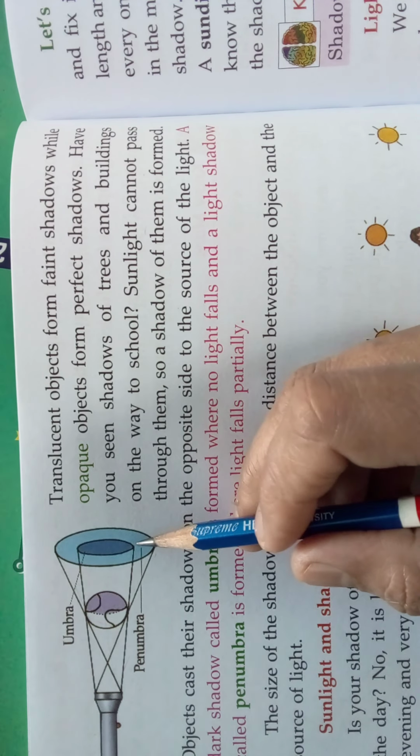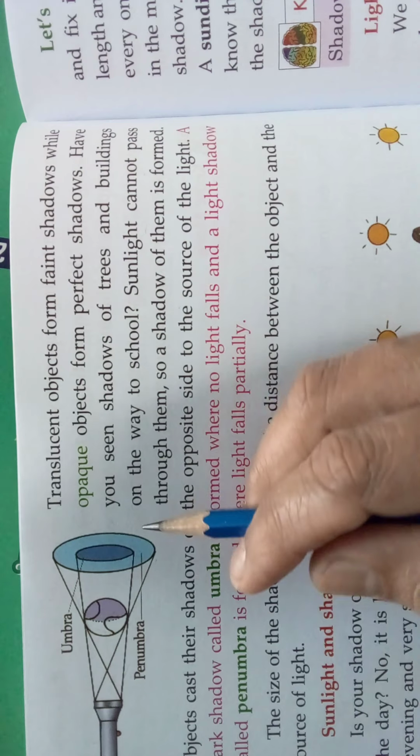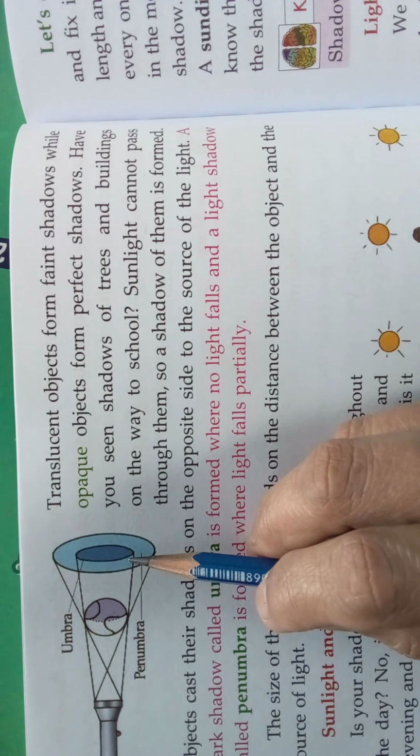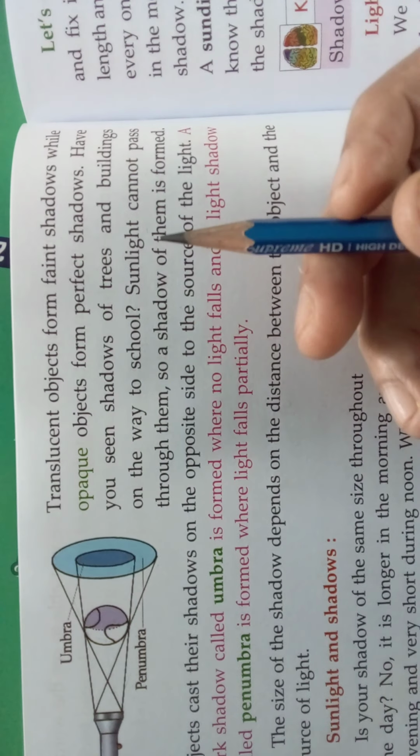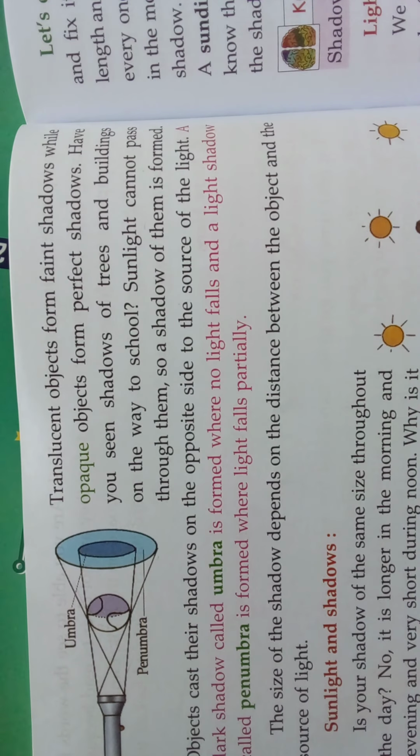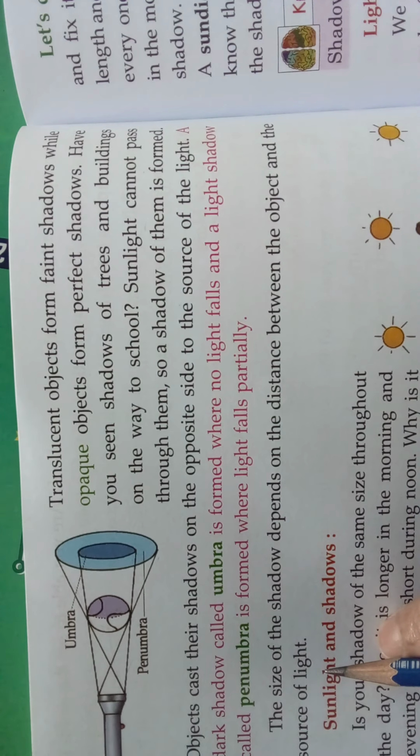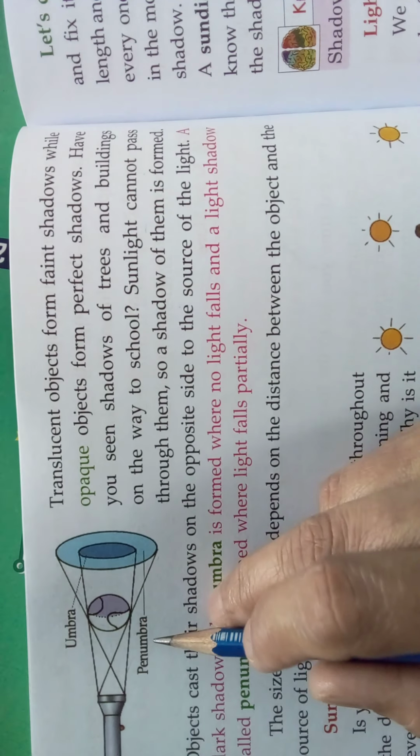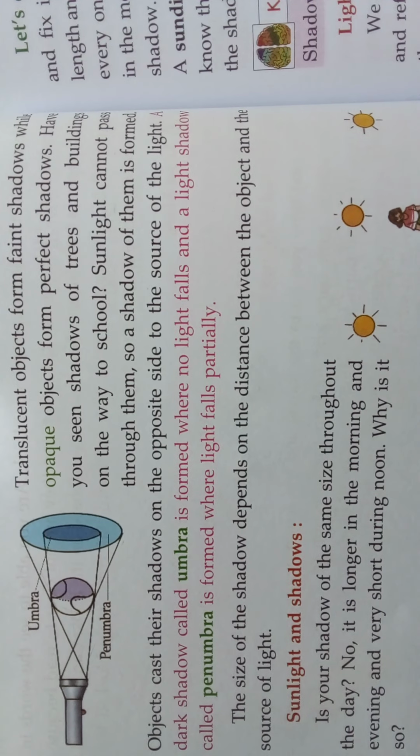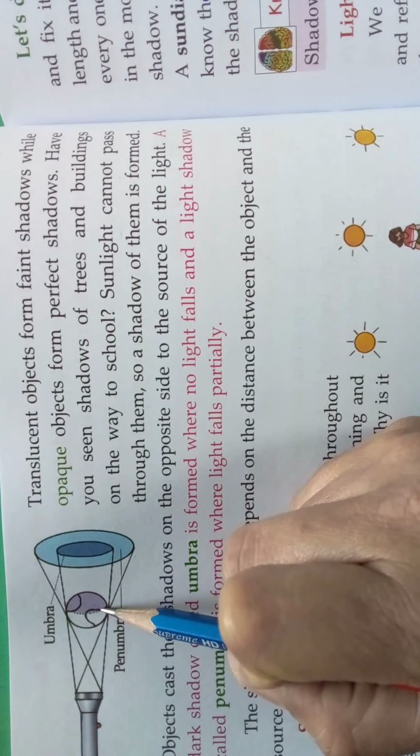Here the color is blue and light blue, but it is not actually blue or light blue in color. The dark shadow, which is called umbra, is where no light falls, and the shadow where the light falls partially is called penumbra. Understood, children? The size of the shadow depends on the distance between the object and the source of the light.